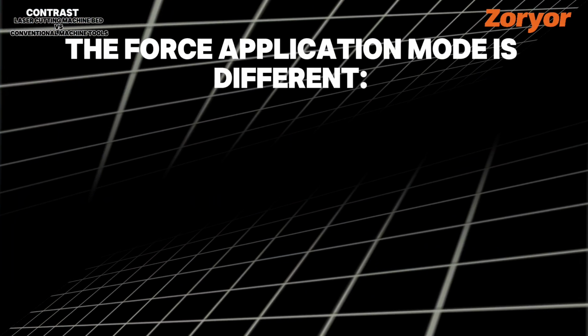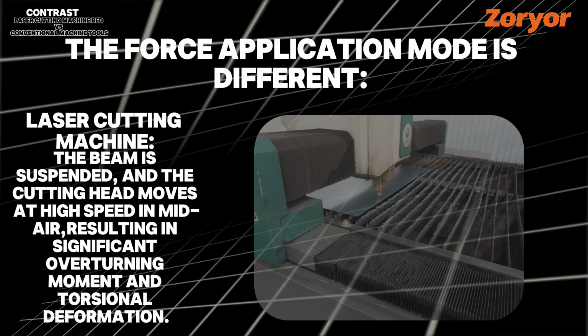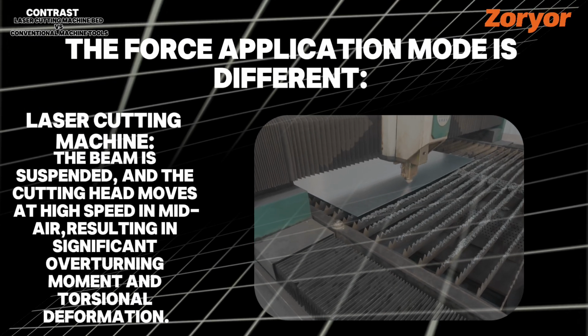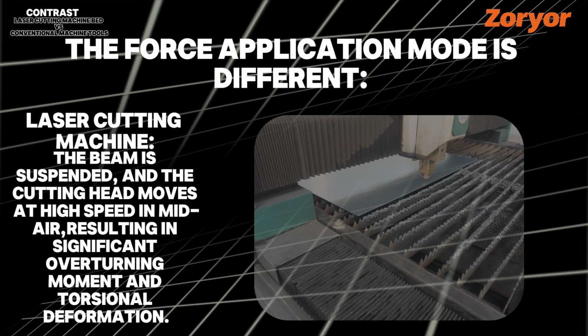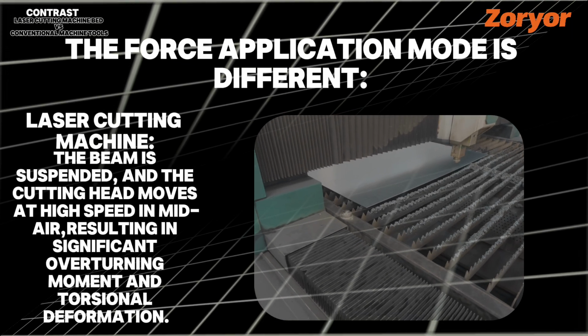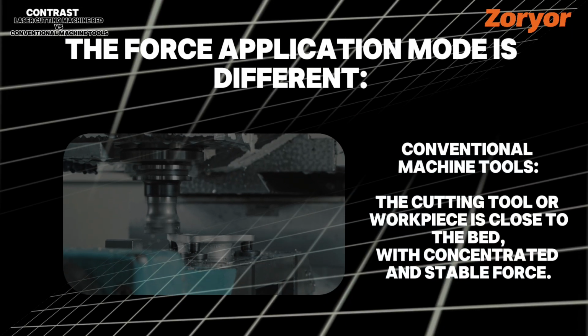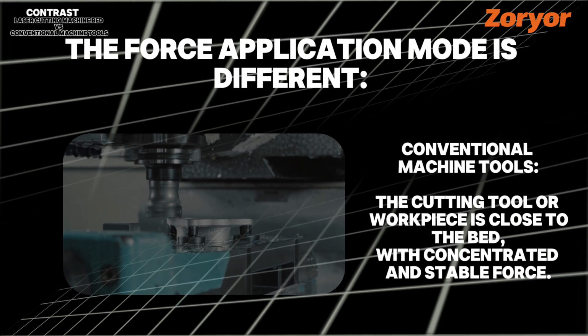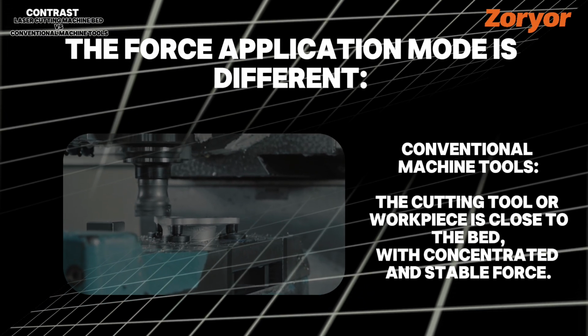Second, the force application mode is different. Laser cutting machine: the beam is suspended and the cutting head moves at high speed in midair, resulting in significant overturning moment and torsional deformation. Conventional machine tools: the cutting tool or workpiece is close to the bed with concentrated and stable force.